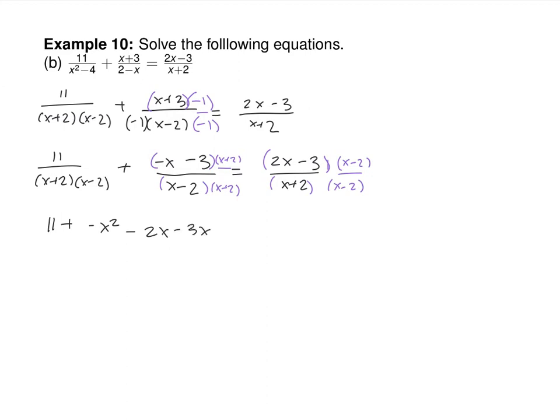Yep, you're right. And then minus 6, great, equals 2x squared minus 4x, great, minus, plus 6, good. And let's just combine like terms on either side. Negative x squared minus 5x, is that going to be plus 5? You guys agree with that? Equals 2x squared minus 7x plus 6.